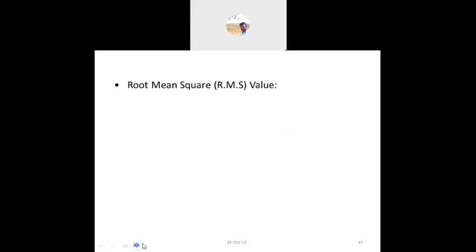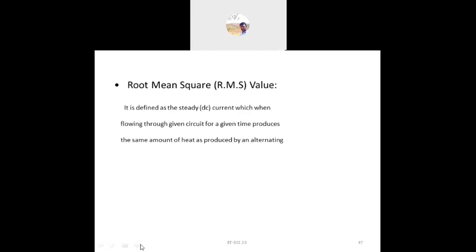Next, root mean square value. The RMS value is defined as the steady current which, when flowing through a given circuit for a given time, produces the same amount of heat as produced by the alternating current when flowing through the same circuit for the same time. One thing to remember: the average value is different, the RMS value is different. There will be a difference between them.